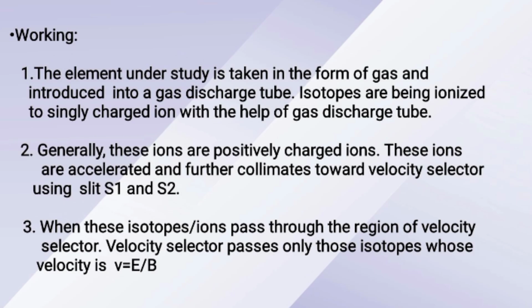Working. The element under study is taken in the form of gas and introduced into a gas discharge tube. Isotopes are ionized to singly charged ions with the help of the gas discharge tube. Generally, these ions are positively charged. These ions are accelerated and further collimated toward the velocity selector using slits S1 and S2. When these isotopes pass through the region of the velocity selector, it passes only those isotopes whose velocity is v equals E by B, where E is electric field intensity and B is magnetic flux density.